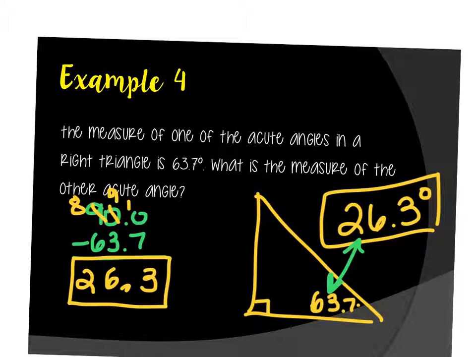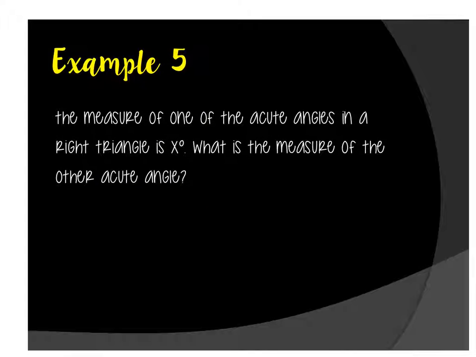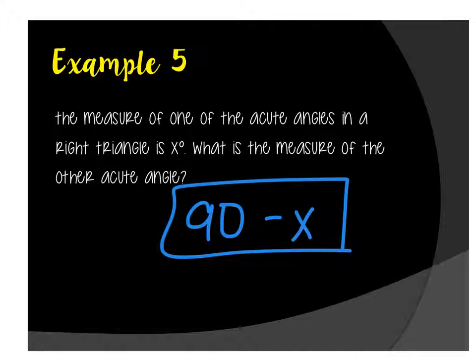Questions so far? Okay, the measure of one of the acute angles in a right triangle is x. What's the measure of the other acute angle? So hopefully we don't need a visual third time around. If one of them is x, what's the other one? 90 minus x. Does that make sense? Yep. So if it's a right triangle and they give you one of the angles, then the other one is just 90 minus that angle.